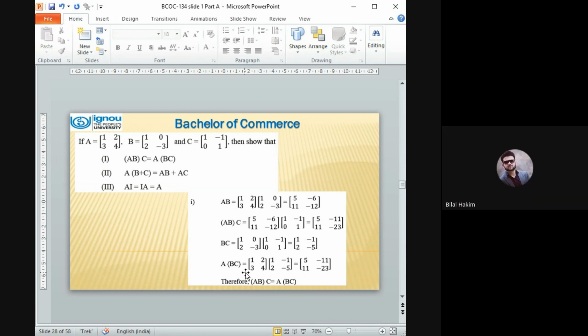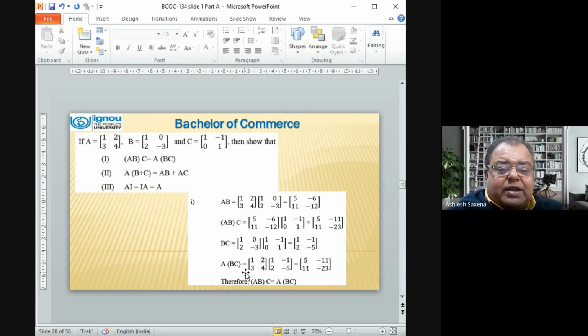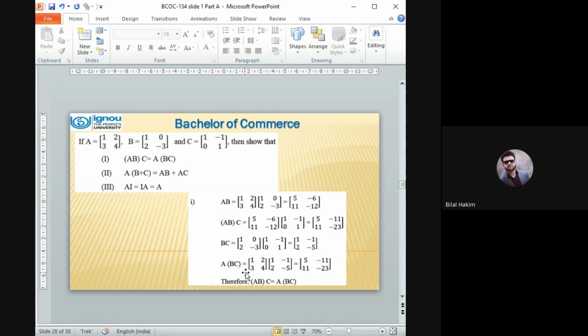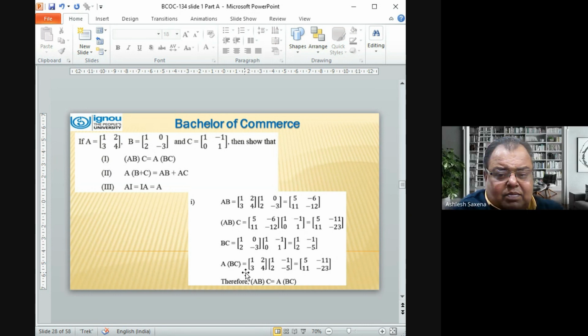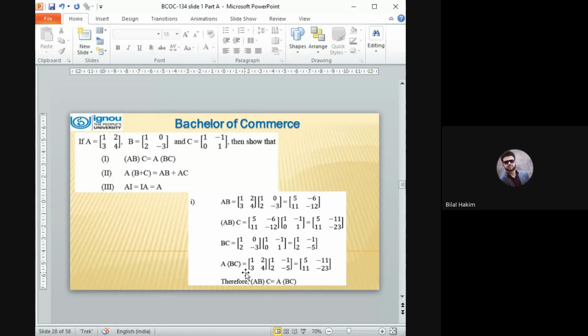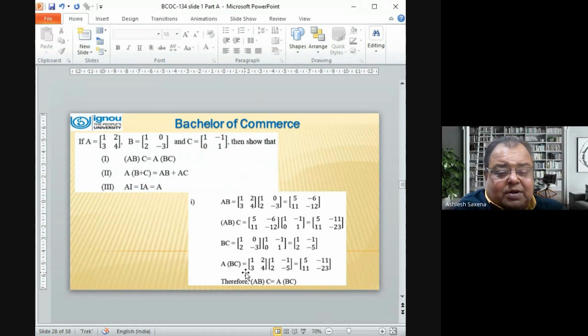Let's try the fifth column. Bilal, can you answer it? How did we get the matrix product of AB? From left to right and up to down. Well, reply to it, what you have understood.